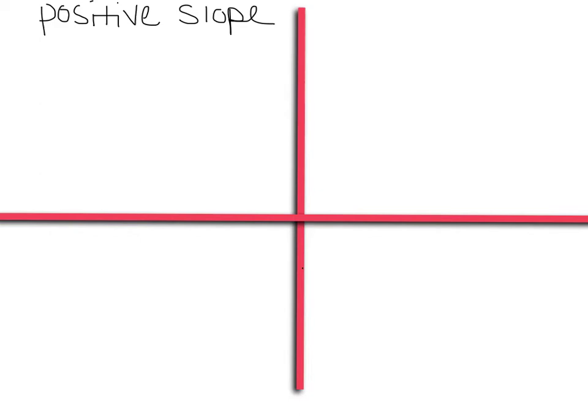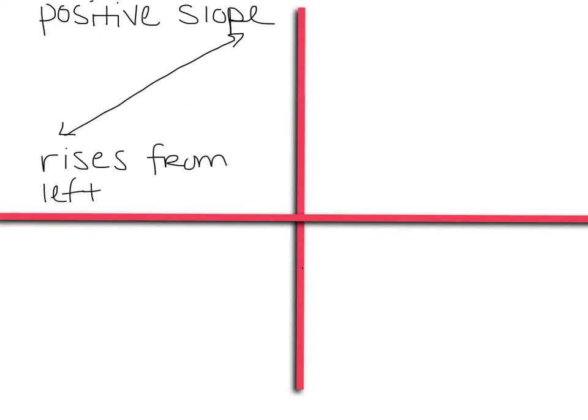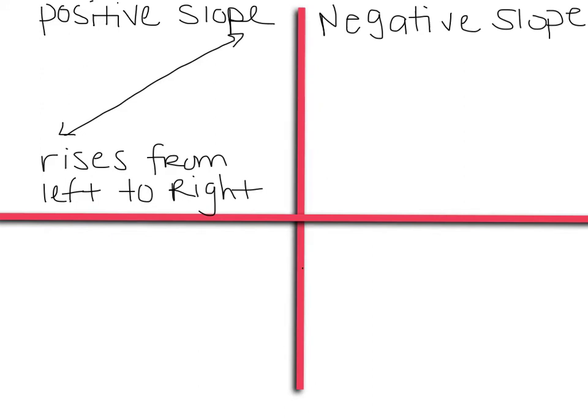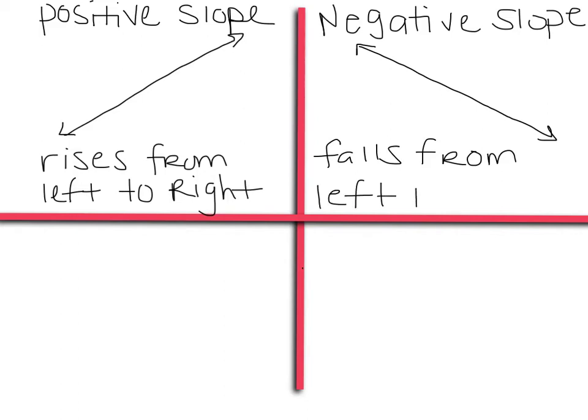A line with positive slope looks like this, and we say that the line rises from left to right. We say a line has negative slope if it looks like this, and we say that the line falls from left to right.